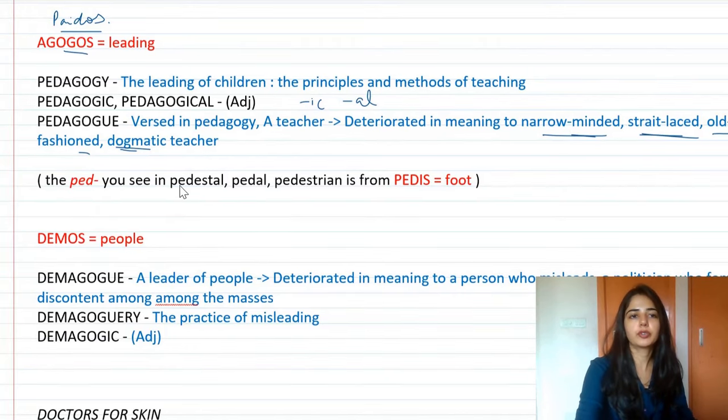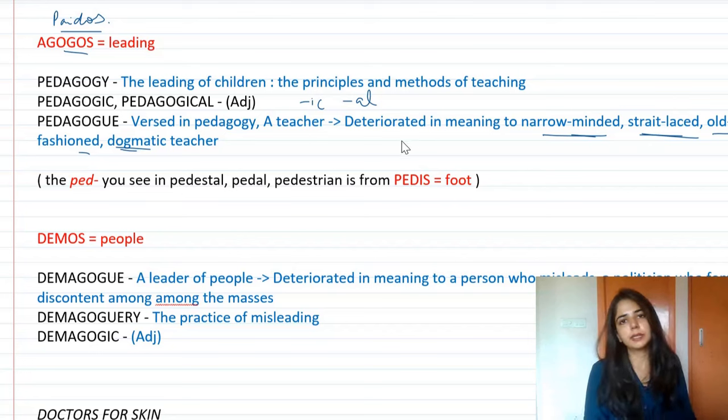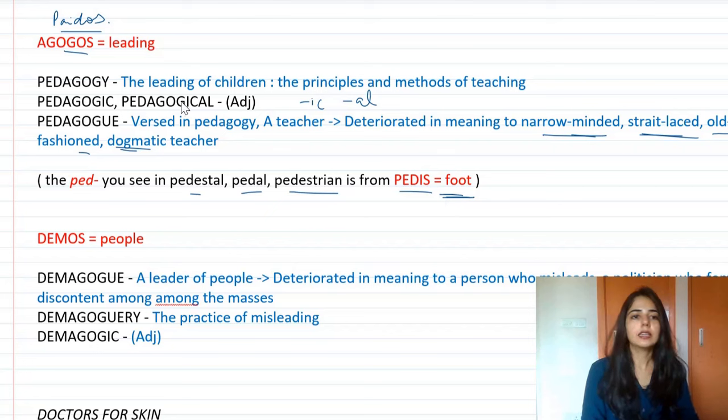So we should not use this word for any teacher, although etymologically it means a teacher, its meaning has been changed. Okay, the PED you see in pedestal, pedal, pedestrian is from pedis, foot. So basically these are two different root words, pedos and pedis, so you don't get confused. Pedestal, pedal and pedestrian, someone who is walking on foot, are formed by this root word, not this. The PED you see in these three words is related to foot, as you know. So this comes from this root word, not this.